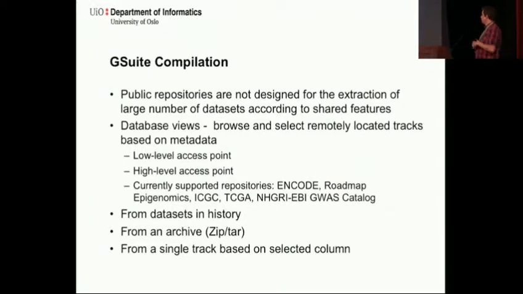Another way to compile GSuites would be from datasets in your history, something similar to what you can do with Galaxy dataset collections, or from an uploaded archive, a zip or tar archive that you upload to the server, and that can then be extracted to a GSuite. Or also a useful case would be creating a collection of datasets from a single dataset according to some categorical value inside.